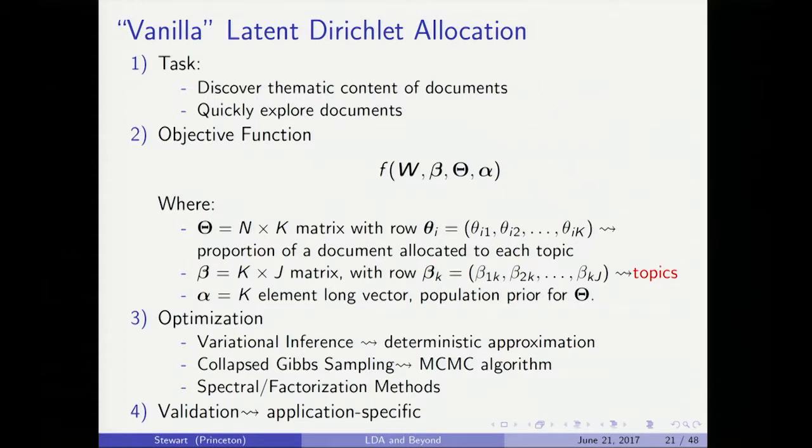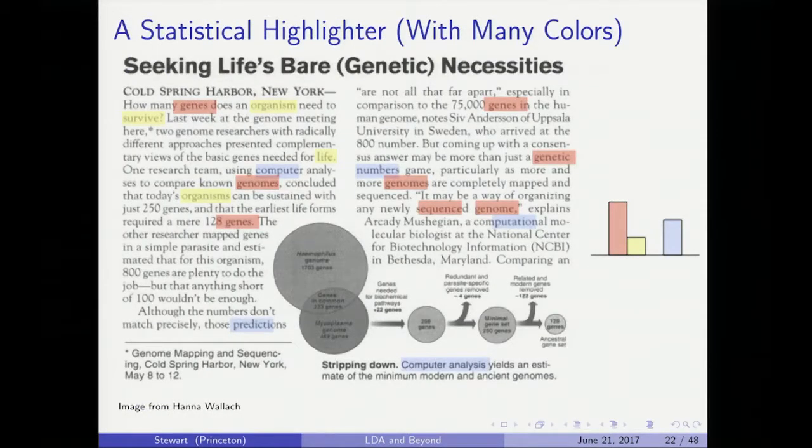So you have this task and an objective function, we optimize it, and then we want to validate it, probably in some application-specific way. We can think about this as a statistical highlighter. In a document, it's saying there's some topic, let's say about genetics, and we have a bunch of word assignments, the words in red, that are this genetics topic. We could imagine every single word highlighted in some color. What we have for the document as a whole is a distribution over the colors with which the individual words were highlighted.